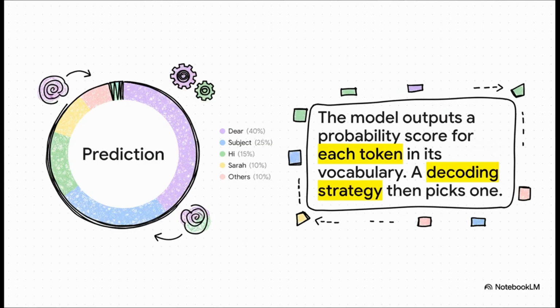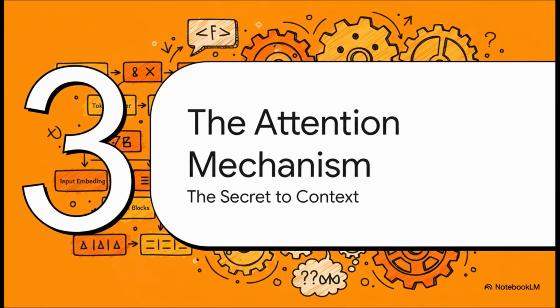The LM head might say, okay, there's a 40% chance the next word is "dear," a 25% chance it's "subject," and so on. And then the model just picks the one with the highest score. That's it. That becomes the next token, and the whole loop starts again. But hang on a second. How do those transformer blocks actually know what to do? How do they make such good predictions?